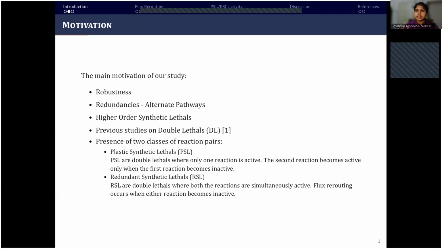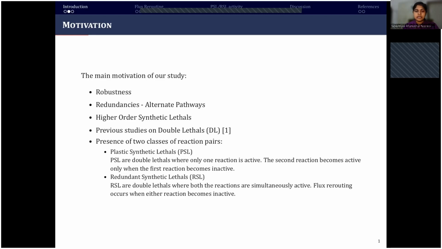So the main motivation is we wanted to study robustness in detail. Robustness is an essential attribute to all organisms, and what it does is it ensures viability in the face of perturbations, and how it achieves it is it introduces redundancies in the networks. And it does this by using alternate pathways, and an easy way to look at alternate pathways is to study higher order synthetic lethals. And the higher order synthetic lethals can vary in their degree of complexity. Some can be just an after effect of gene duplication, or some could be reactions that are present in different submodules, metabolic submodules, which still compensate for each other.